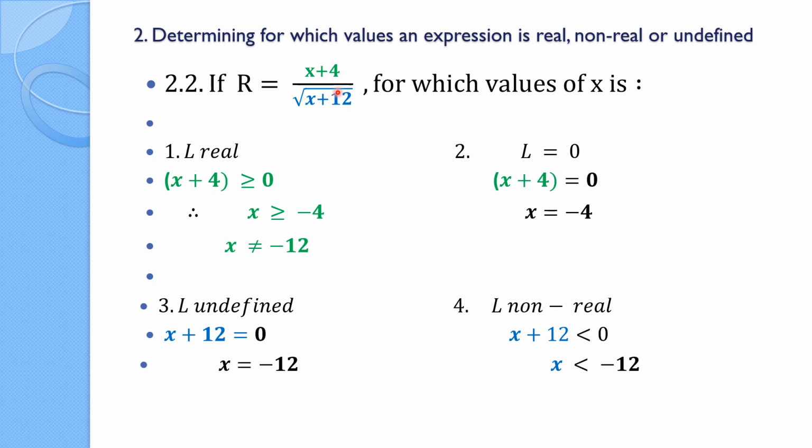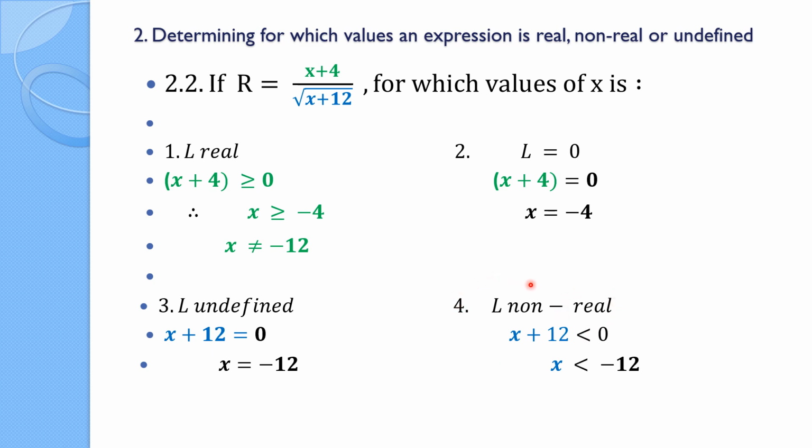Right, L equal to 0. So for it to be 0, the top must be 0. x plus 4 equals 0. Take 4 over, x equal negative 4. And for it to be undefined, the bottom must be 0. So x plus 12 equal to 0. If I take 12 over, x becomes negative 12.